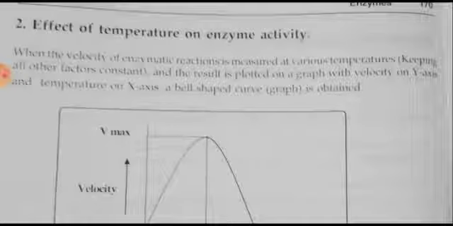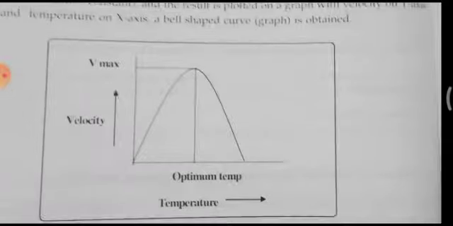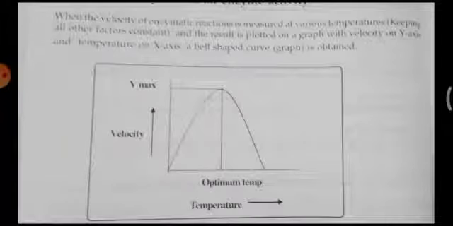When the velocity of enzymatic reactions is measured at various temperatures, keeping all other factors constant and changing only the temperature, and the graph is plotted with temperature on the x-axis and enzyme activity or rate of reaction on the y-axis, you can see that it starts with a decreased temperature, 10, 20, 30 on the x-axis, and goes on to 40, 50 like that. Once it reaches the optimum temperature, the enzyme activity is maximum, Vmax.